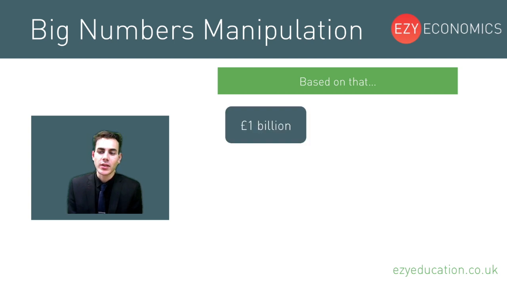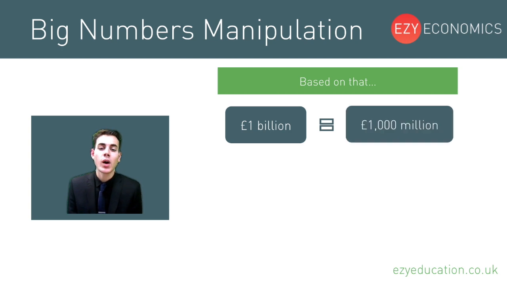Well, based on that, if we know that there are 3 extra zeros between £1,000,000 and £1 billion, we can think of £1 billion as just being effectively 1,000 million pounds. And those are the extra 3 zeros that make up the difference between a million and a billion. So therefore, essentially 1,000 individual millions makes up 1 billion. That's where we get the 3 extra zeros from.